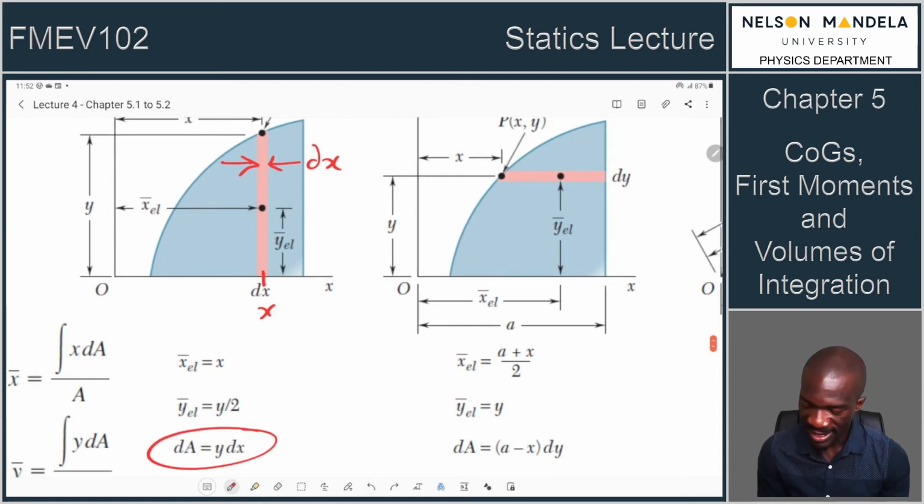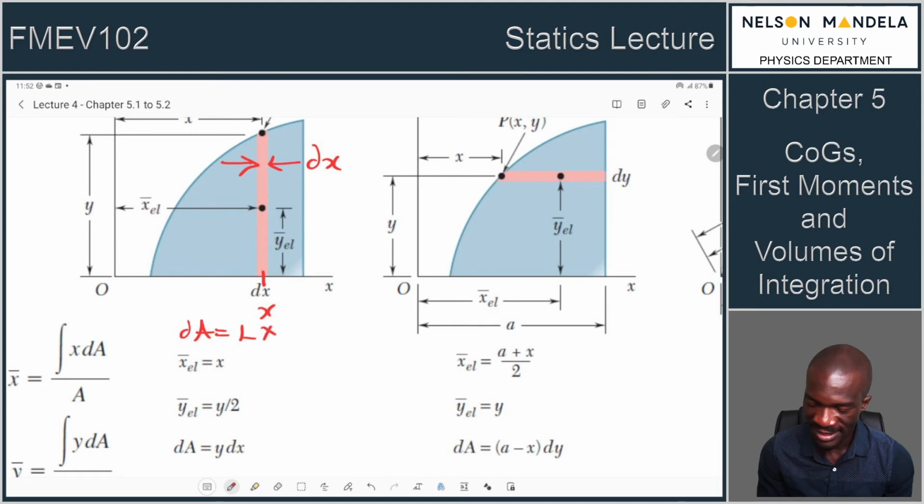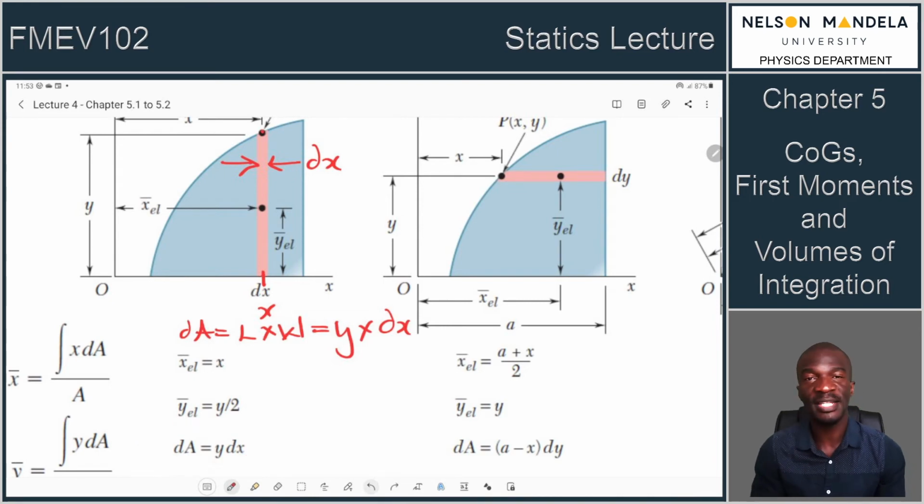Then dA is obviously the length of the strip multiplied by the width of the strip. What is the length of the strip? The length of the strip is our height y. What is the width of the strip? The width of the strip is dx, which we defined here. This is why our dA is actually equal to y dx.